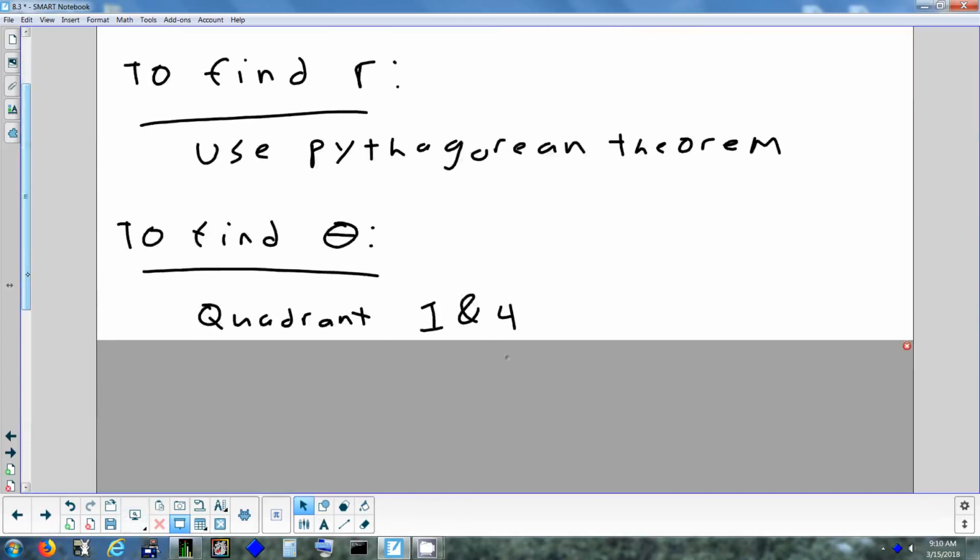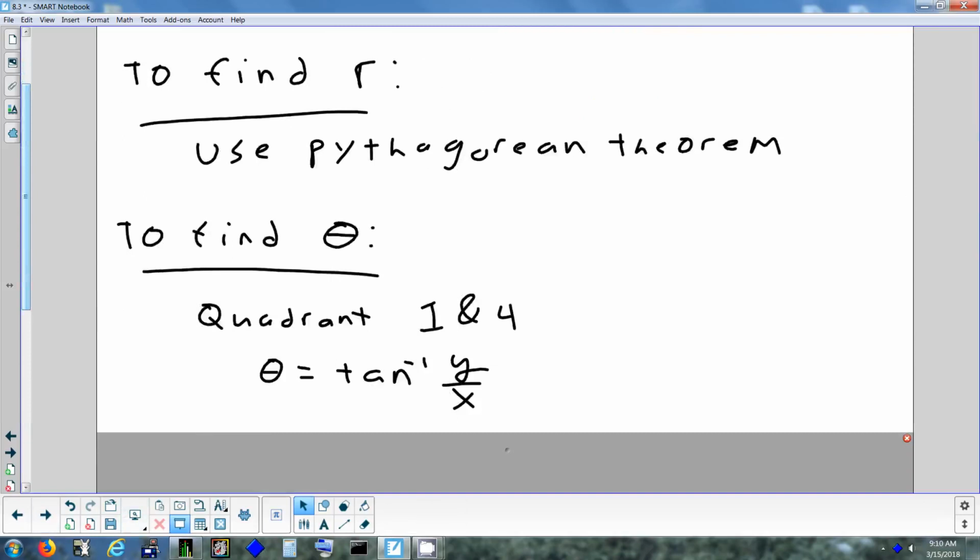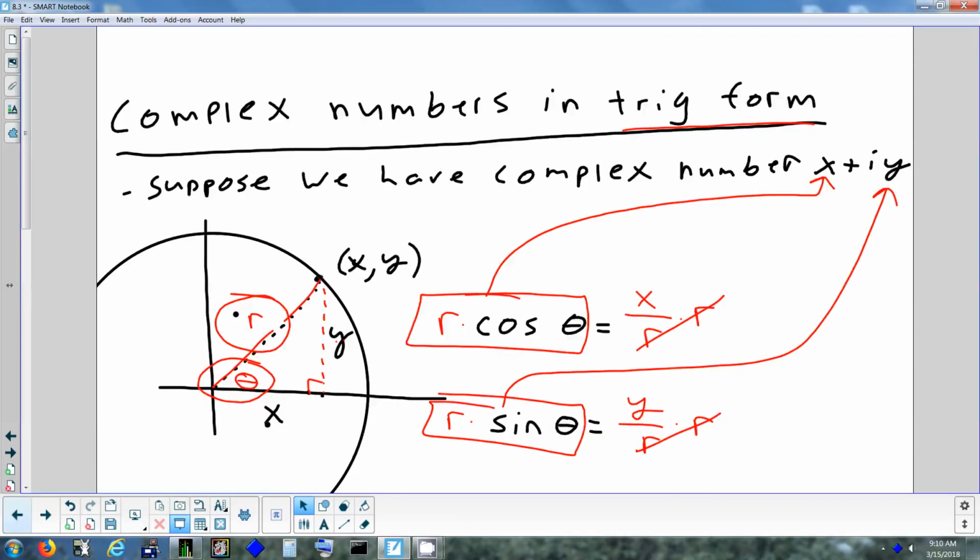And now this is where graphing it is important, because depending on your quadrant, that's going to change how you find theta. If you're in quadrants 1 or 4, all you have to do, if you look back at your picture, is inverse tangent of y over x, just a right triangle trig problem.